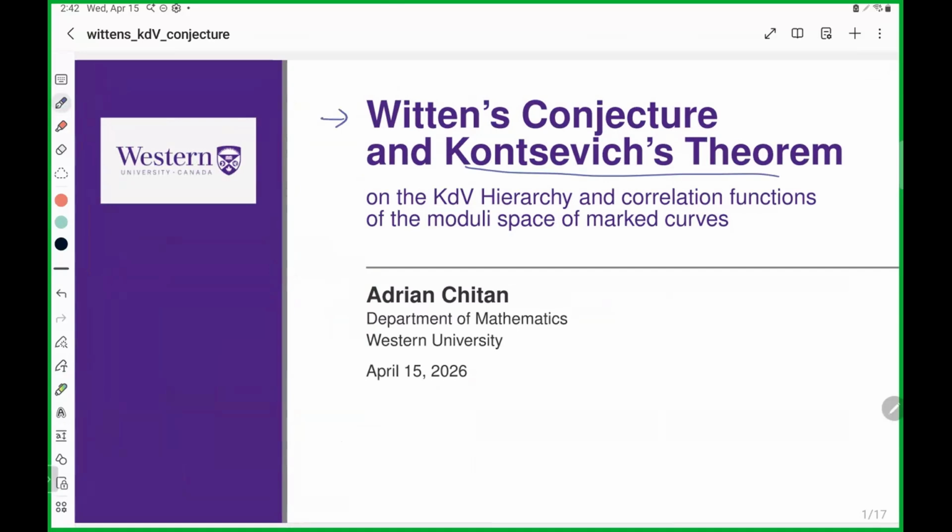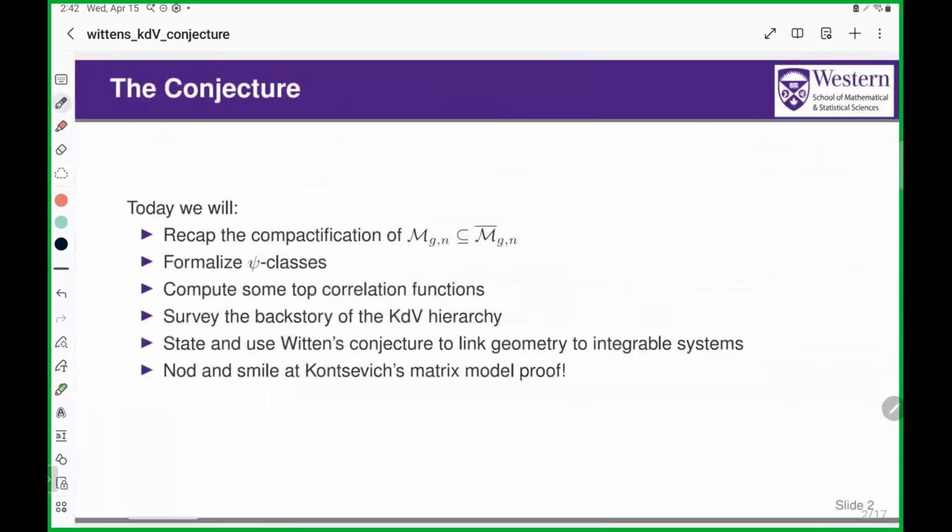I have my own prerogatives on trying to understand and formalize the math behind some of the very surprising and shocking conjectures Witten has. So let's get into it. Just to schedule what we're going to do, I'm going to do a quick recap. We've seen it in quite a few talks, the compactification of the moduli space of marked curves. Then we're going to formalize these psi classes that are the objects that Witten integrates.